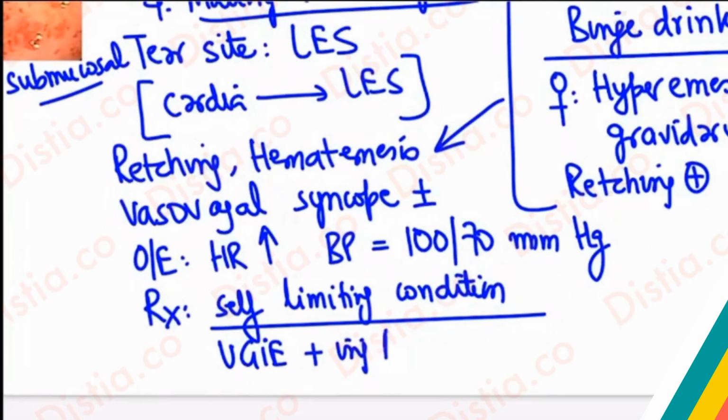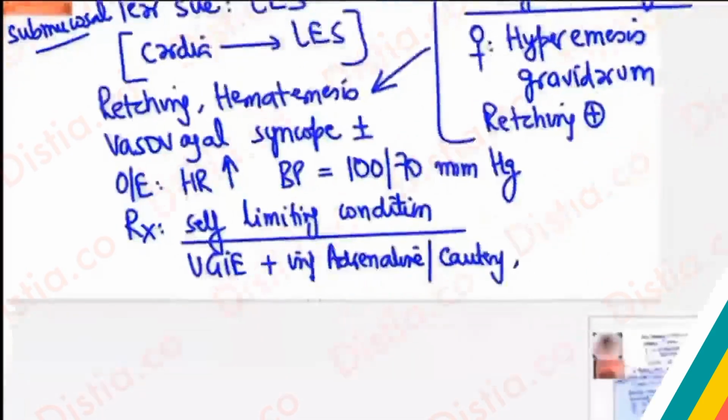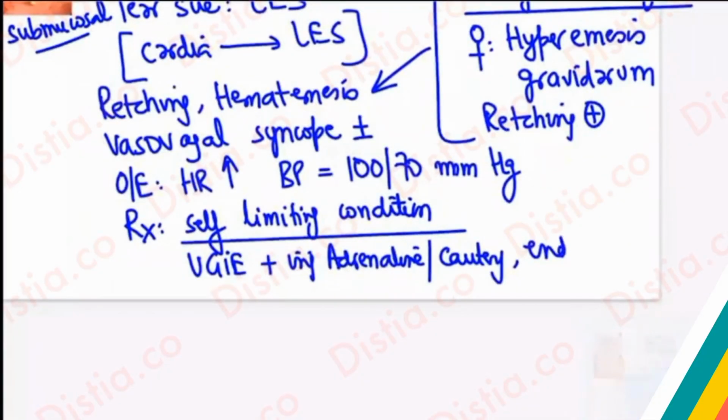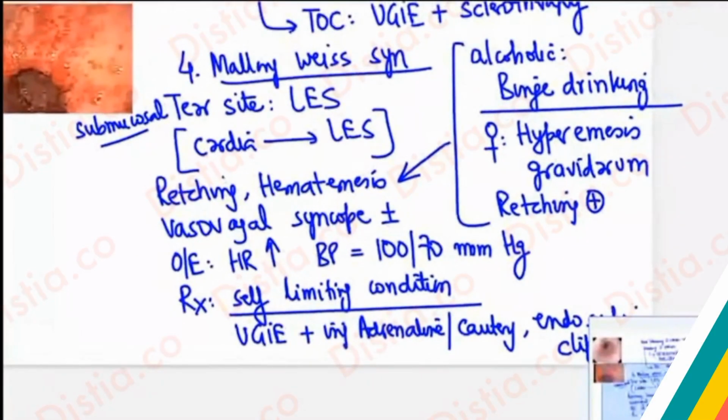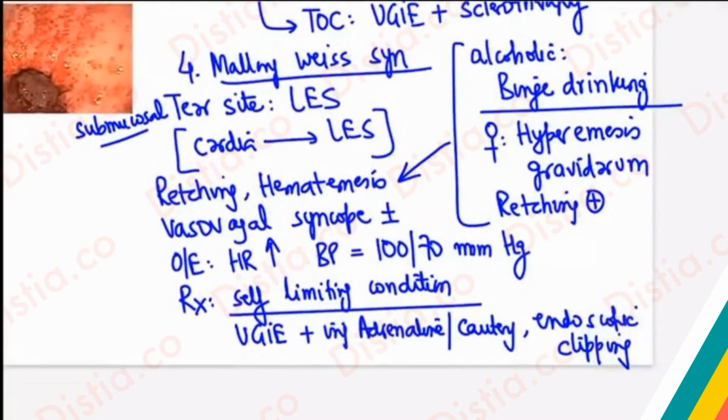You will be injecting adrenaline at the base of the tear. Most of the time that alone will be sufficient to control the bleed. If required, you can also do cauterization, or he might even use the word endoscopic clipping. So any of these maneuvers can be done for controlling the bleed in Mallory-Weiss. In the majority of cases, this would not be required because I explained to you that this is a submucosal tear.